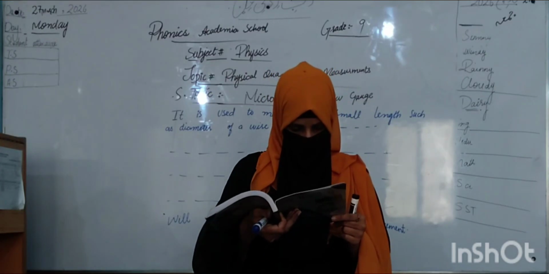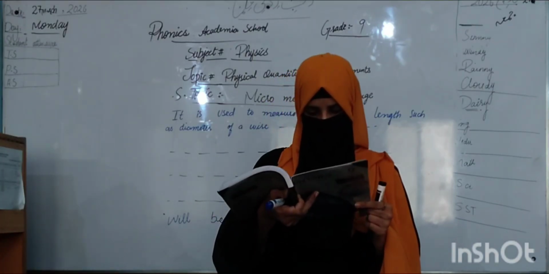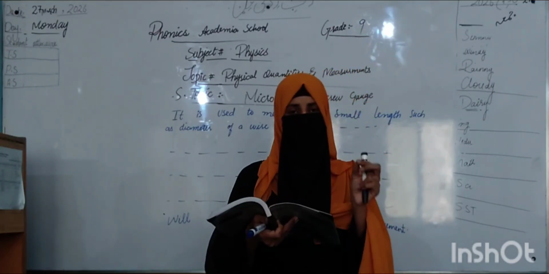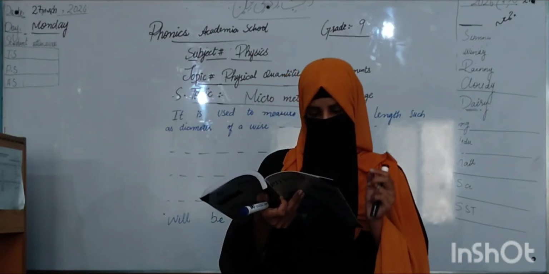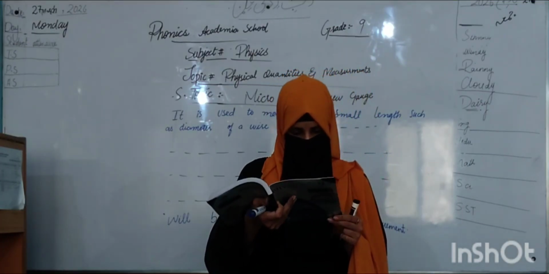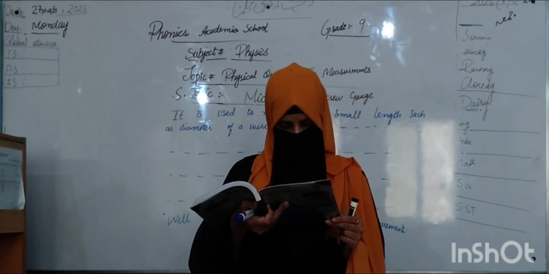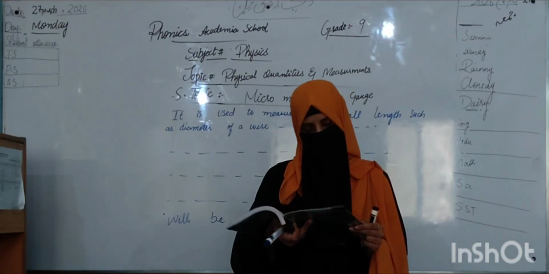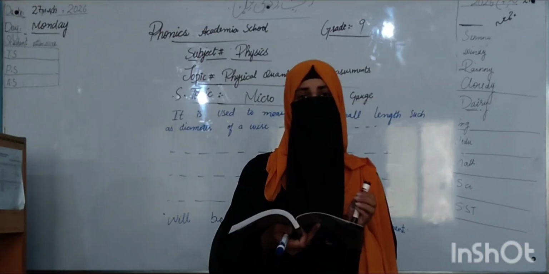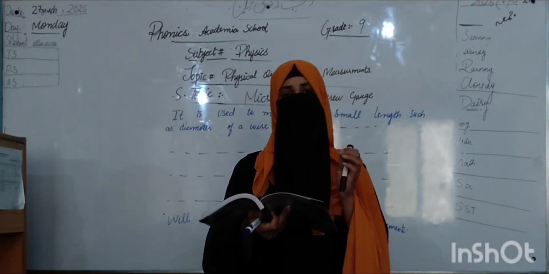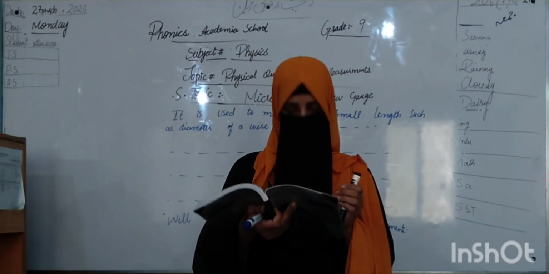It has two scales. The main scale of the steel has markings of 0.5 millimeter each, so the least count of the main scale is 0.5 millimeter, and the circular scale on the thimble has 50 divisions. Some instruments may have a main scale marking of 1 millimeter and 100 divisions on the circular scale. Some screw gauges have the number of parts equal to 50, and some have 100.